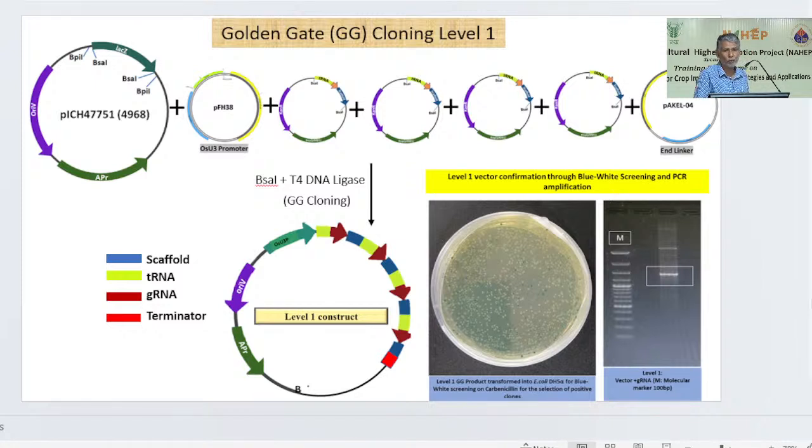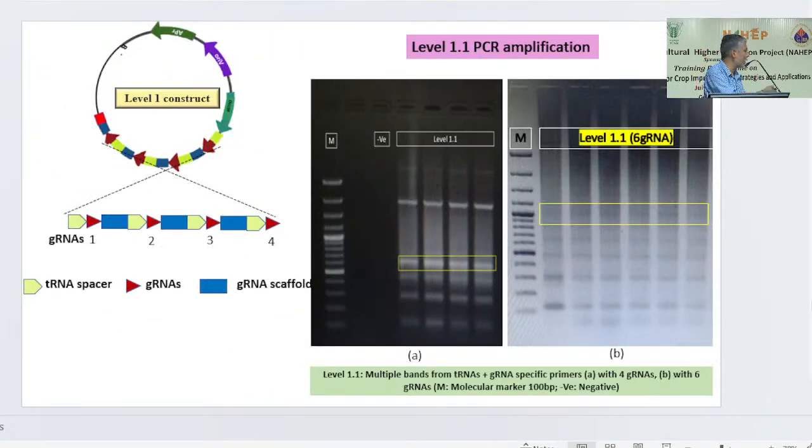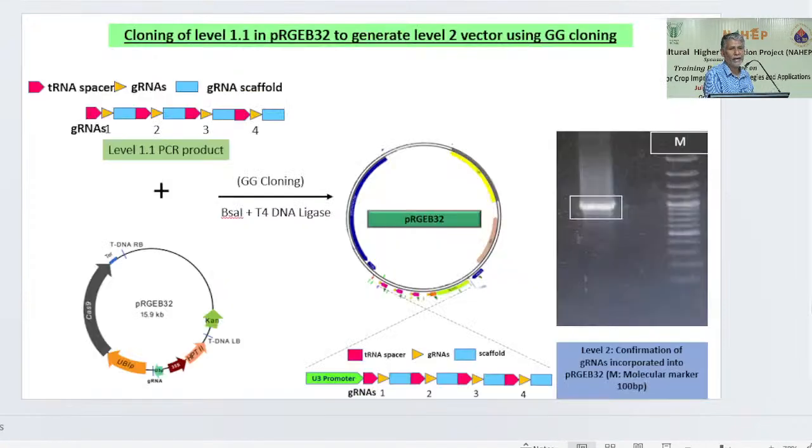I don't know whether Soham has told. See, what happens is, we have the primer from tRNA and the last guide RNA. We get different combinations, and in most cases we get 2 guide RNA, 4 guide RNA, 1 guide RNA, 3 guide RNA, all different kinds of bands. But we know the band size if it is 6 guide RNA we are looking for. So we elute that, and then we again clone into the level 2 vector, which is this. We used this in the case of rice, PRGV32, and then basically it goes.